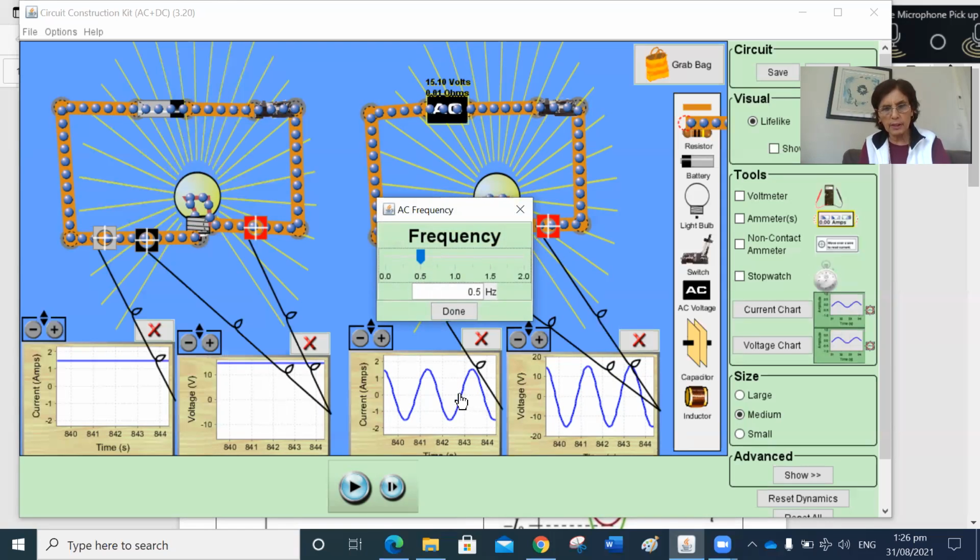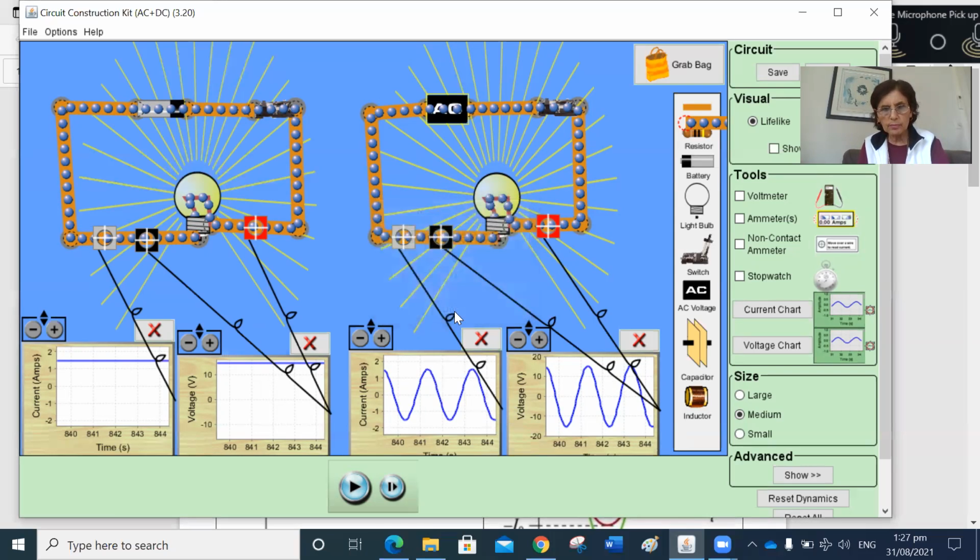That means if current is 0, it becomes maximum, and then it becomes minimum. And then it goes from negative minimum to negative maximum. So that's what the frequency is. So 0.5 hertz. Let's change the frequency to maybe 1 hertz. Done. And turn it on.